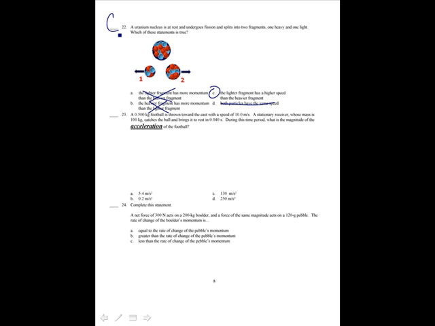A 0.5 kilogram football is thrown towards the east with a speed of 10 meters per second. A stationary receiver whose mass is 100 kilograms catches the ball and brings it to rest in 0.04 seconds. During this time period, what is the magnitude of the acceleration? Well, first we just want to know what is the force, delta P over delta T.